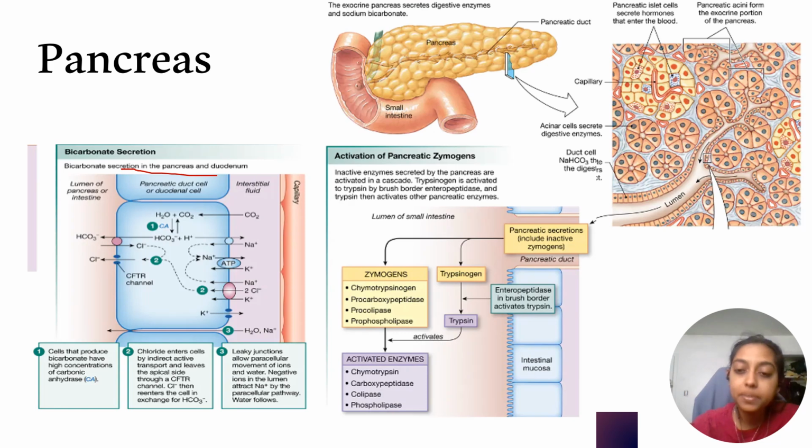solution of bicarbonate. And this will raise the pH from the acidic pH of around 1 or 2 due to the hydrochloric acid to a more alkaline pH, like around 7, 8. So it neutralizes the acid and raises the pH by a lot.